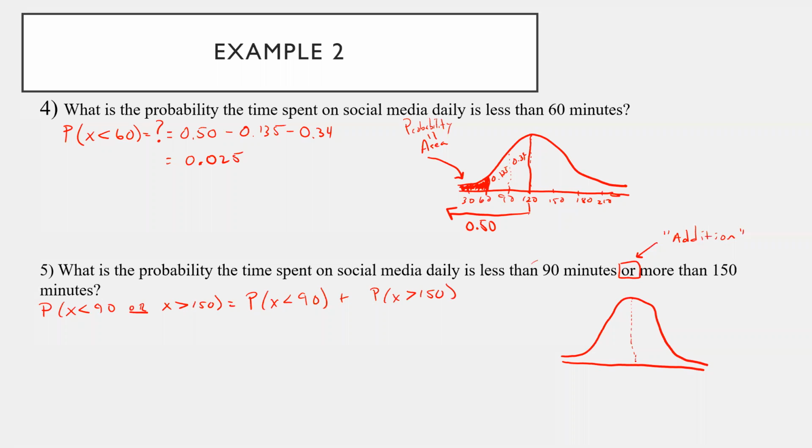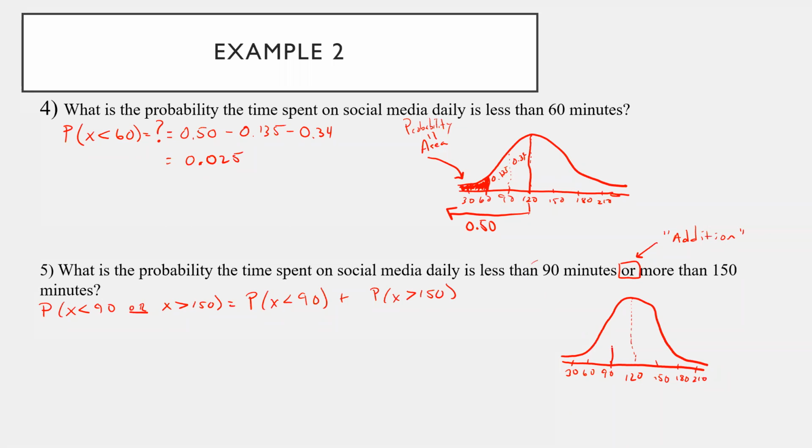So you're centered at 120. You're going to add your standard deviations and subtract your standard deviations. So 150, 180, 210, 90, 60, and 30.